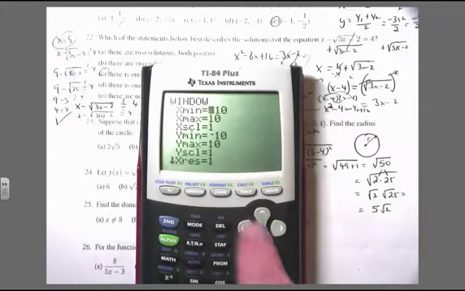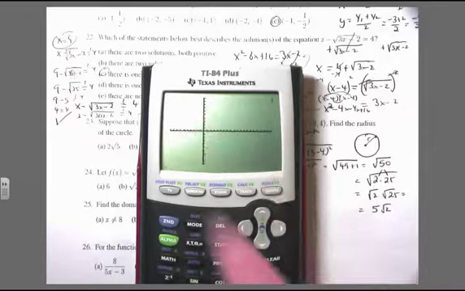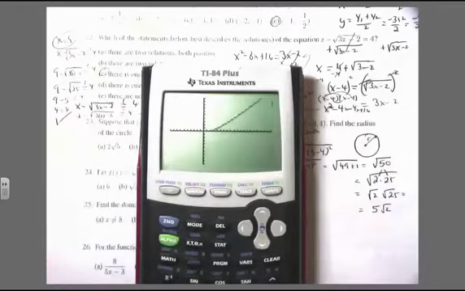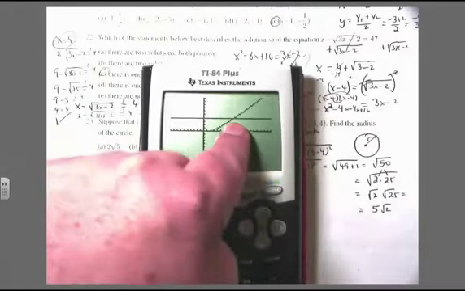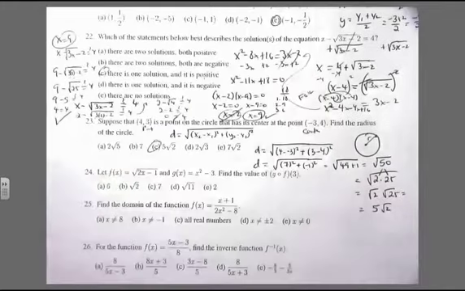You can actually change the window and go out to, for x's, out to 20. And you won't see any more intersection because it keeps on going straight up. There's only one point of intersection, and it's a positive point. So I can look at the graph and tell you that. Does that make sense? Things to check yourself out with in terms of this stuff.